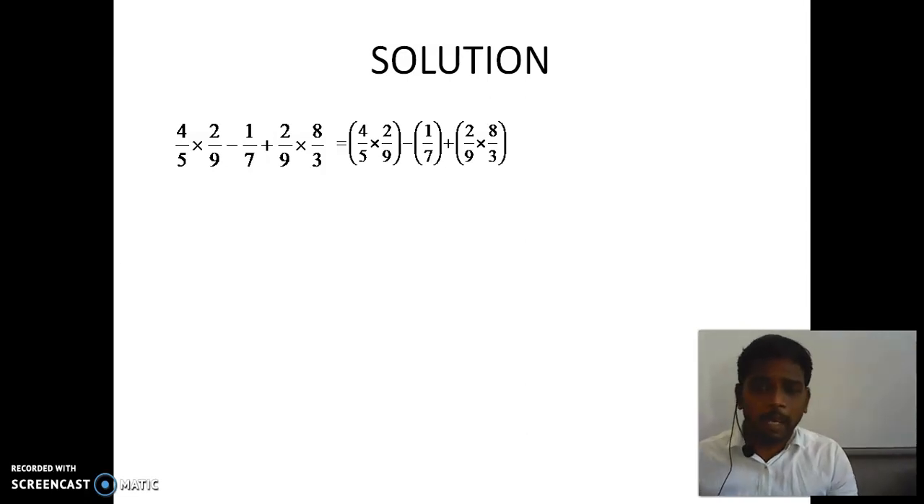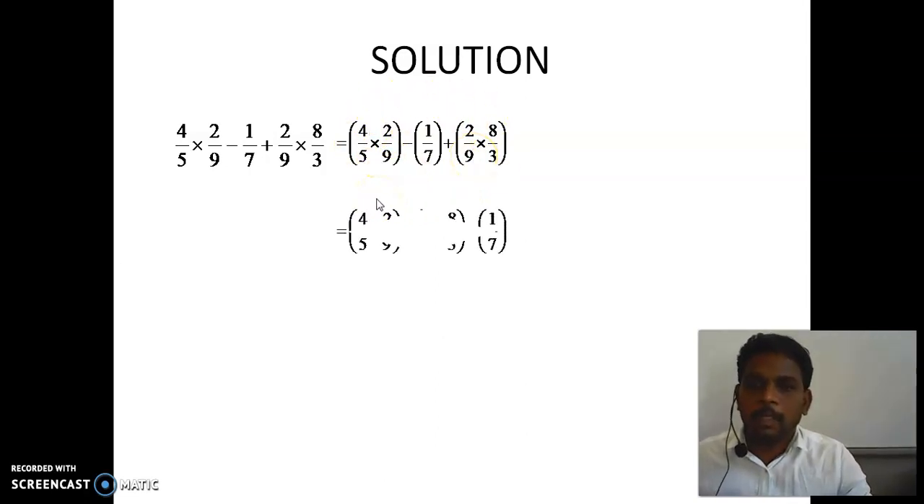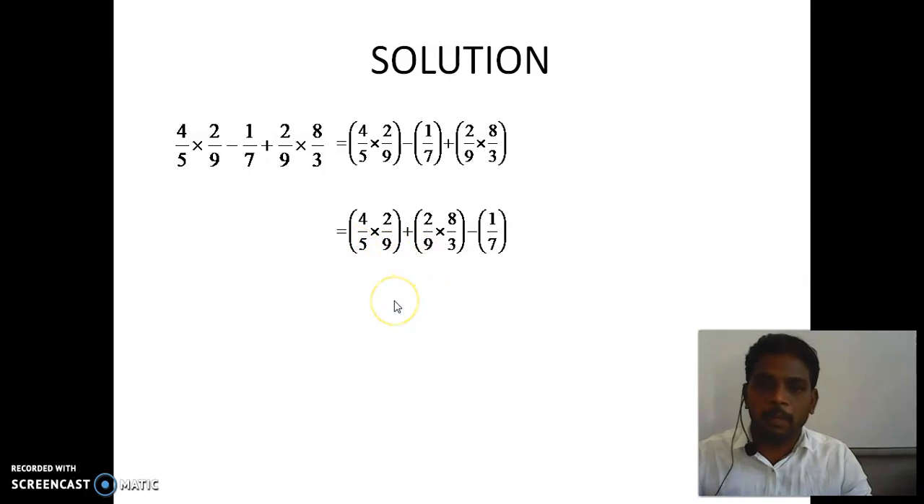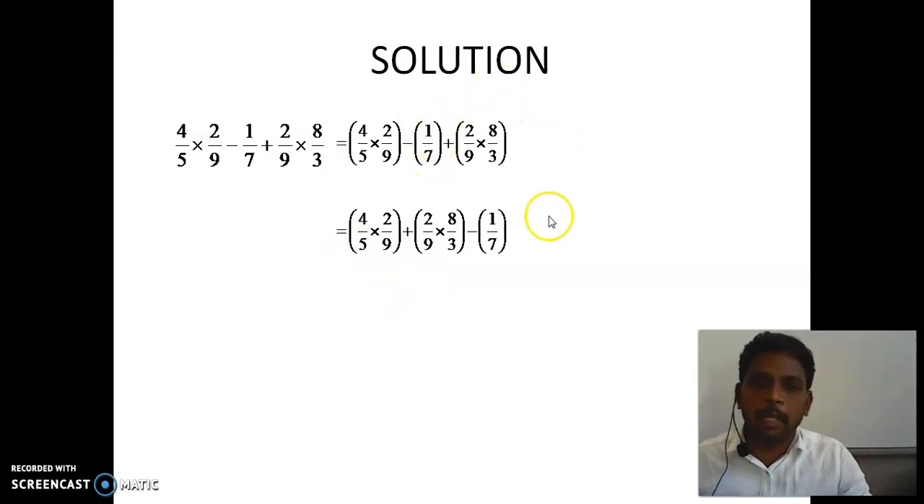So first, look at the first and last term. Two numbers are same, right? That is, here also 2 by 9, here also 2 by 9. So now we are going to rearrange the terms, right? So 4 by 5 into 2 by 9, and the third term will be the second term now, because both terms are having the same term. That's why I wrote them in successive order, right? And I kept the second one as the last one.